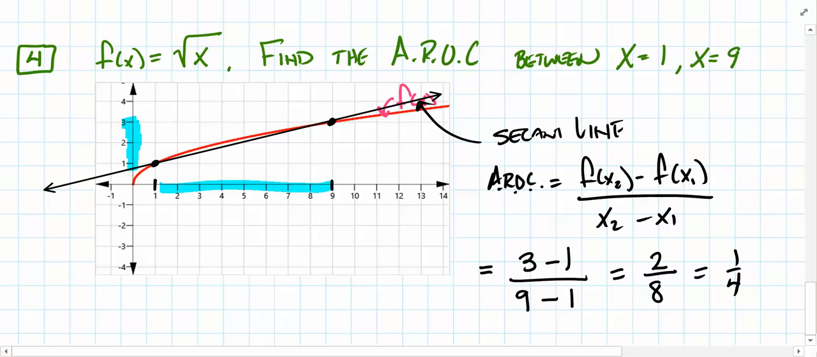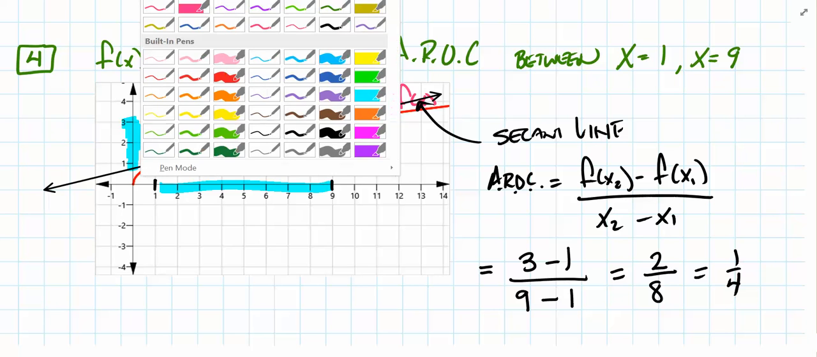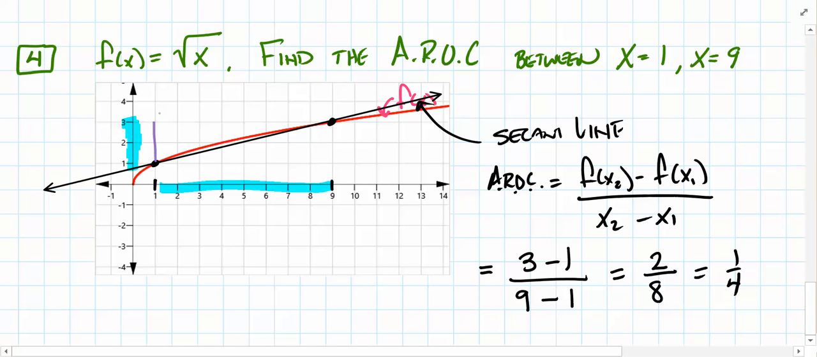We could have also just done this really cool thing called counting, where we go up 2, and then we go over 8, and we see, oh yeah, that's totally right. But I want to show you that the algebra also supports your decision, right, that you've made.